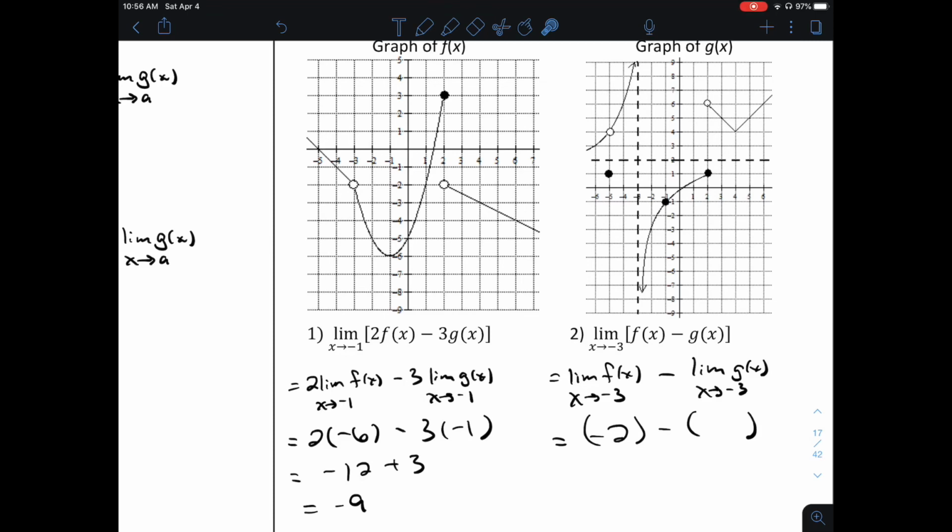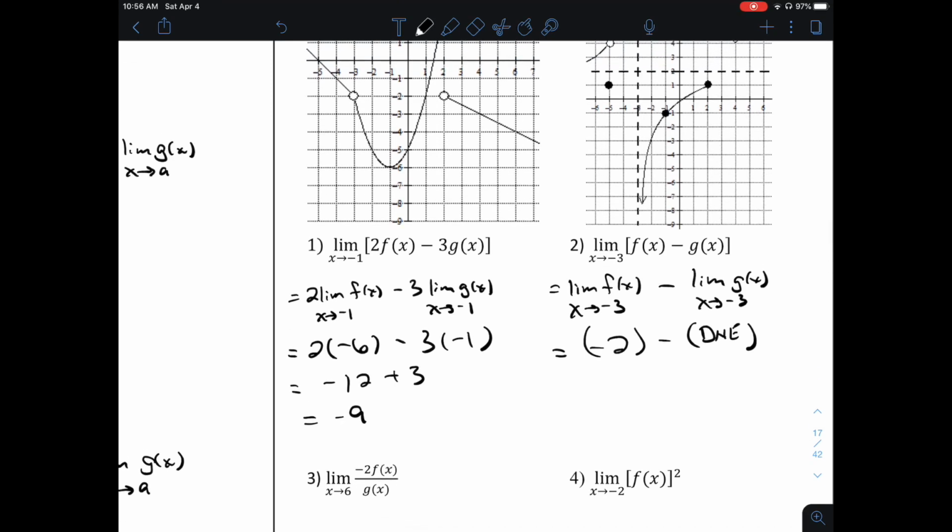What about function g at -3? Well, we got a problem here. Here's -3 for this function. If you approach from the left, it's approaching infinity. If you approach from the right, it's approaching -infinity. Those don't agree and they're not a number. So this does not exist.